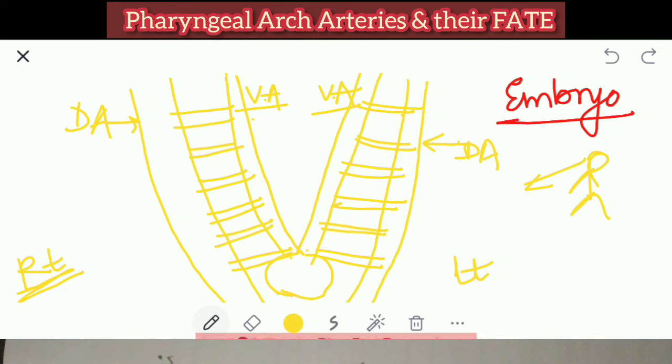Understood? Now if you see what will happen in the course of development, now I will write the numbers. I will write them in black color. This is one, first arch, second, third, fourth, fifth, sixth. Almost the regression is the same on both sides, but there is a certain difference. Now, actually this diagram is a bit incomplete.